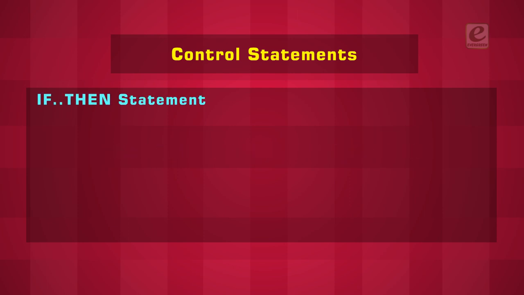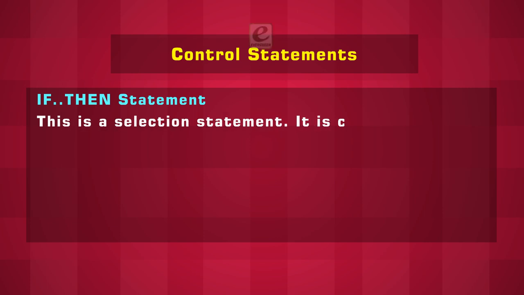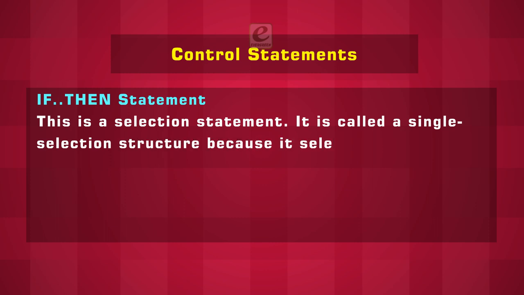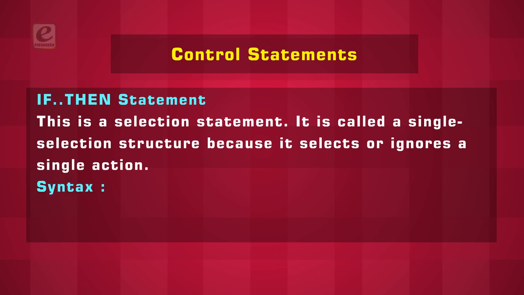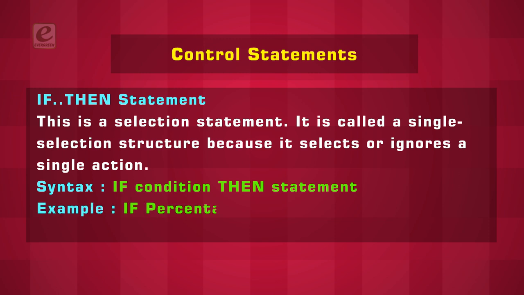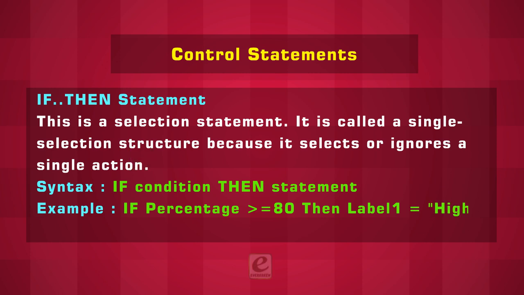If-then statement. This is a selection statement. It is called a single selection structure because it selects or ignores a single action. Syntax: If condition Then statement. Example: If percentage >= 80 Then Label1 = "High first division", End If.